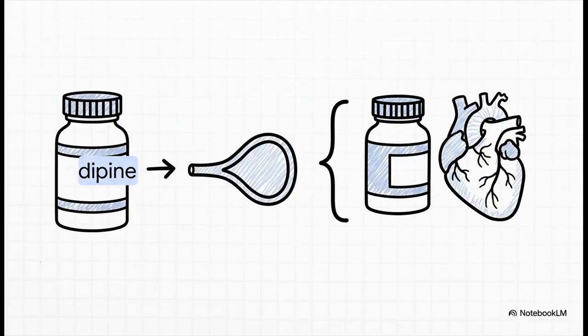And here is your golden ticket for remembering these on the exam. It is so simple. If the drug name ends in DIPINE, like Amlodipine, Nifedipine, you're dealing with a dihydropyridine. That's your DHP family. The other 2 you just have to memorize are Verapamil and Diltiazem. Those are your non-DHPs. Seriously, lock that DIPINE trick in your brain.